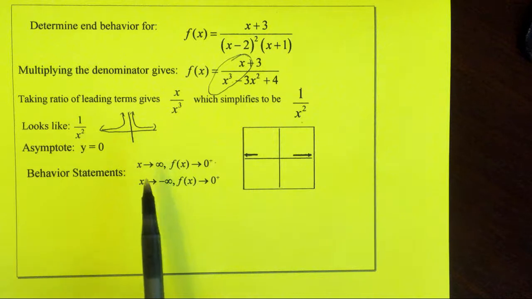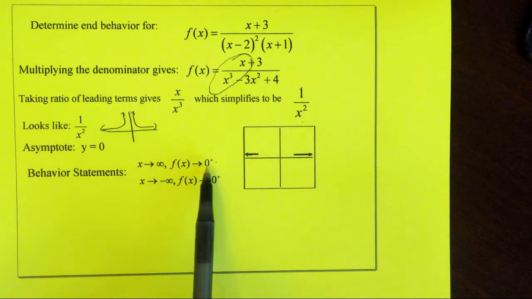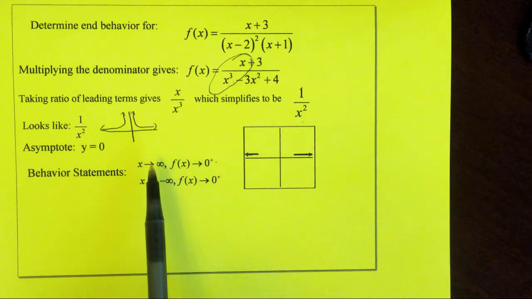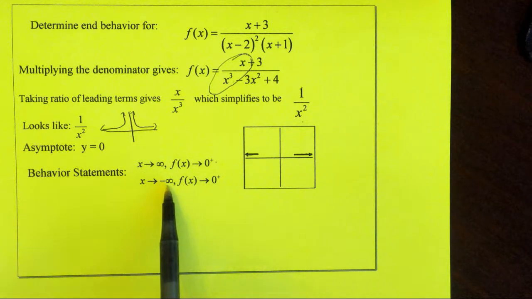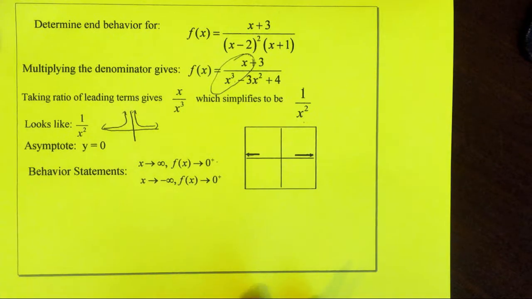So the behavior statement would read like this. As x approaches infinity, y is above y equals 0. As x approaches negative infinity, the y values are still above y equals 0. So this isn't too bad. You're just looking at the leading terms and asking, does it look like 1 over x, or does it look like 1 over x squared?